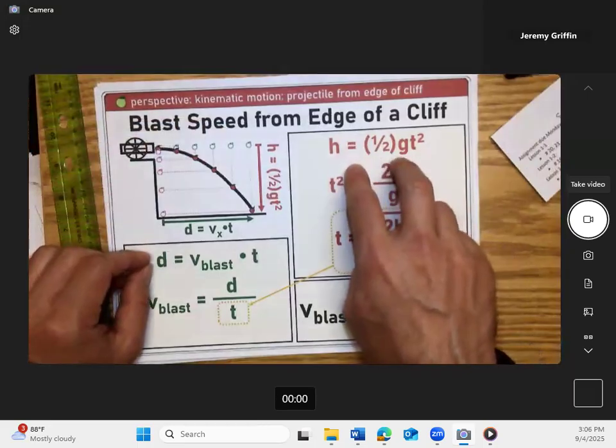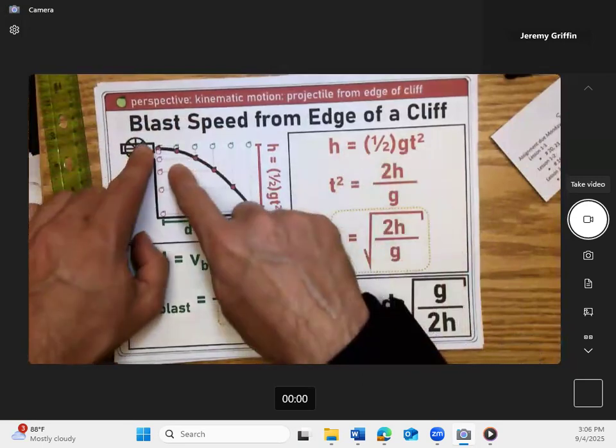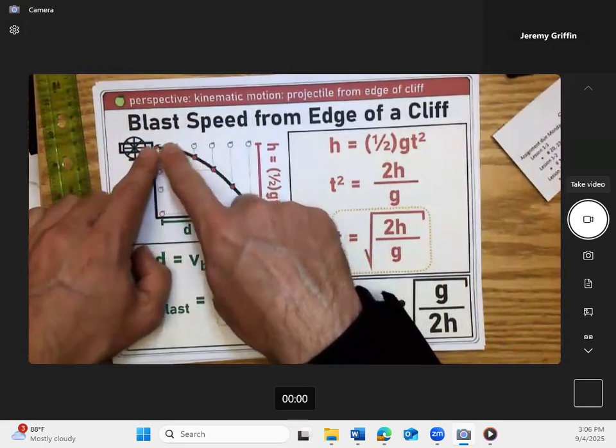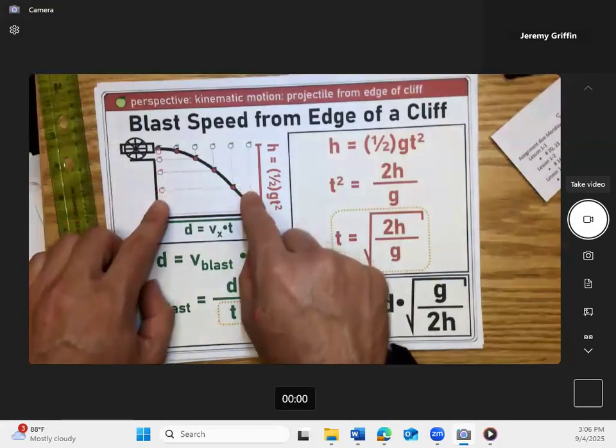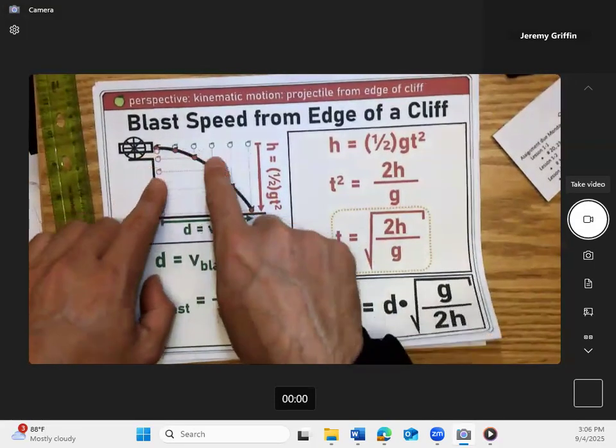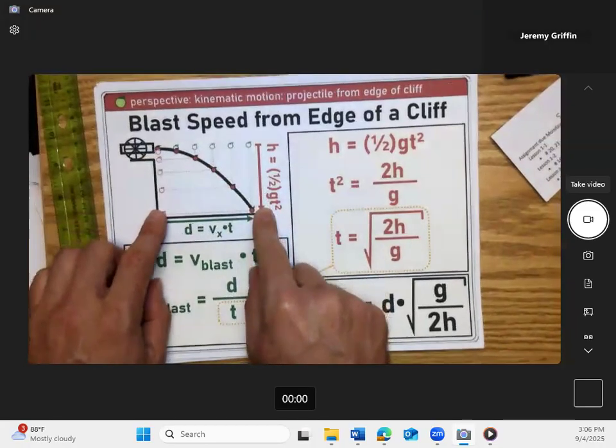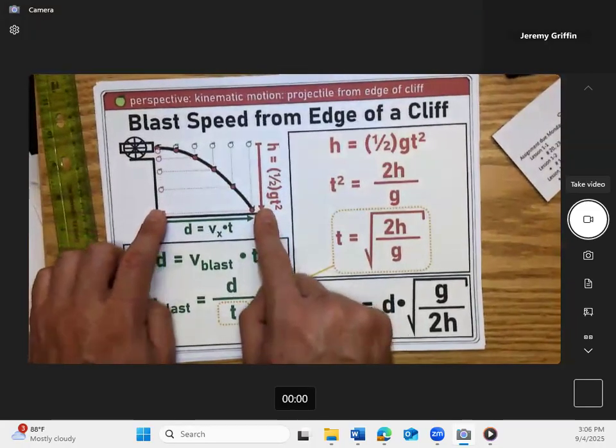Would this be the same as if you just drop the ball, like, oh, it fell off the edge, and you blast one at the same time? You blast the ball and you drop the ball at the same time. Which hits the ground first? Same time. That's right, same time. I'll show that to you guys tomorrow. I got a video of that happening.